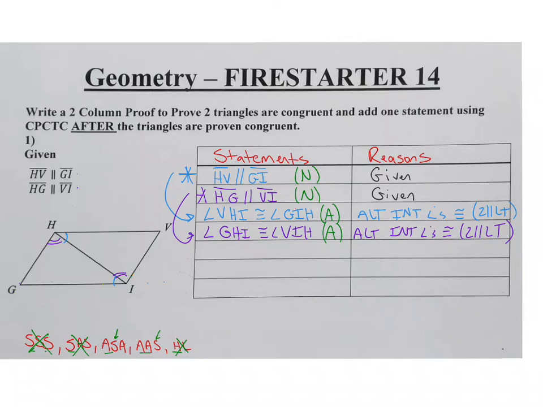And we do have something like that. We have something where, look, this red line is part of the top triangle and the bottom triangle at the same time. That's called a shared side. So I get to say IH is congruent to IH, and the reason is reflexive property.